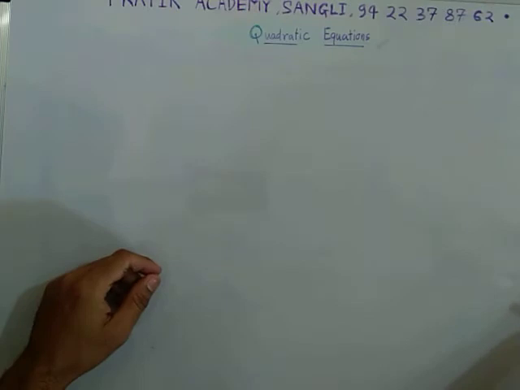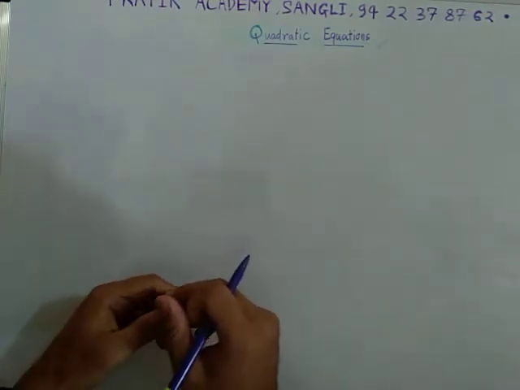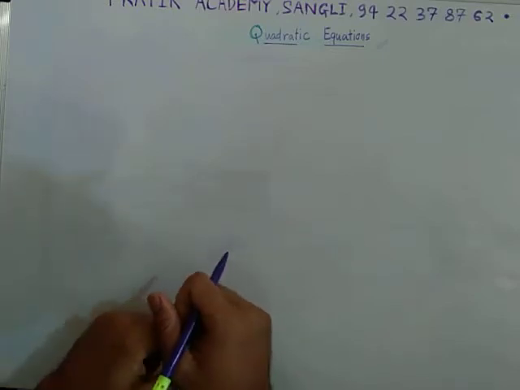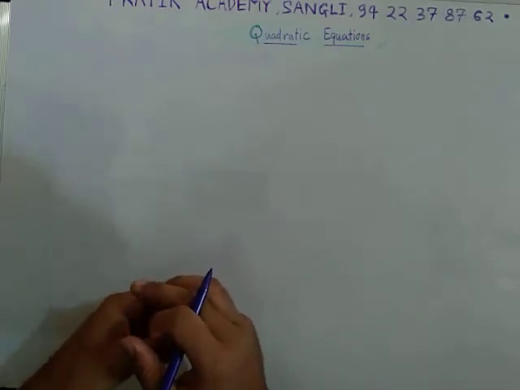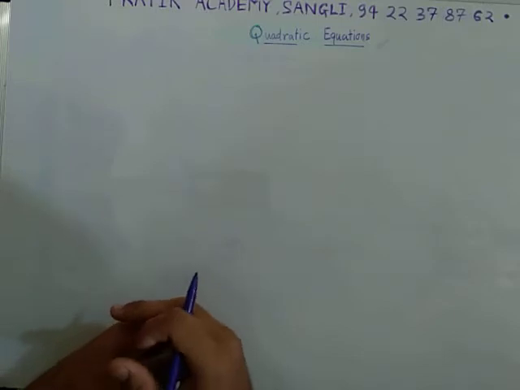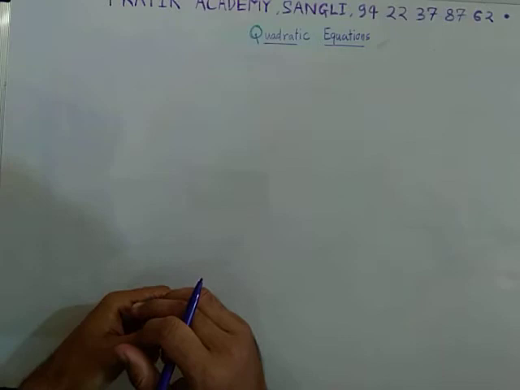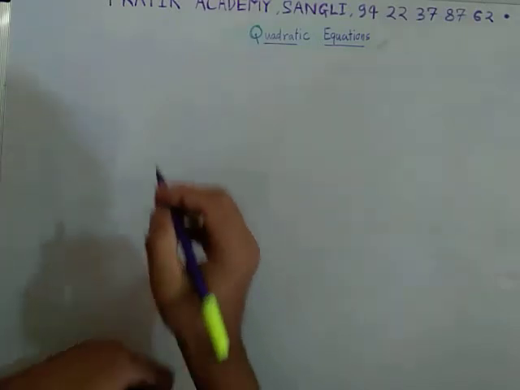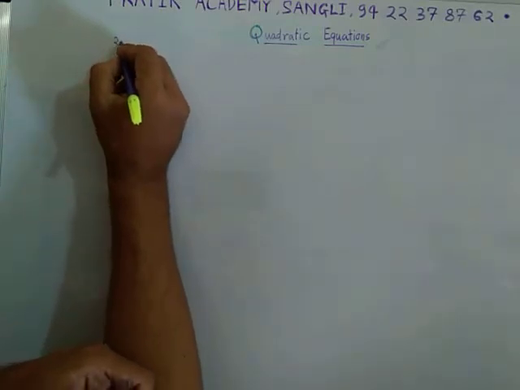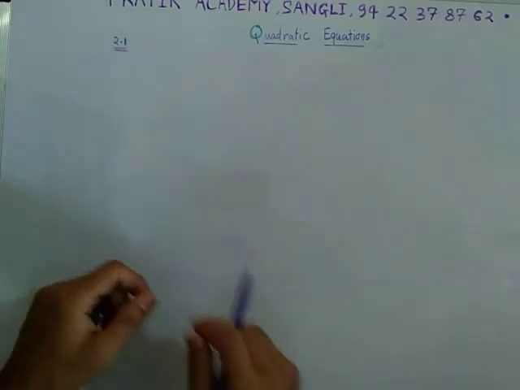In the previous video, we started the introduction of quadratic equations. We have seen what is meant by a quadratic equation, how to write a quadratic equation in standard form, how to find out the coefficients, that is a, b and c, and what is meant by the solution of a quadratic equation. Based upon that, we will discuss some selective problems from practice set 2.1.